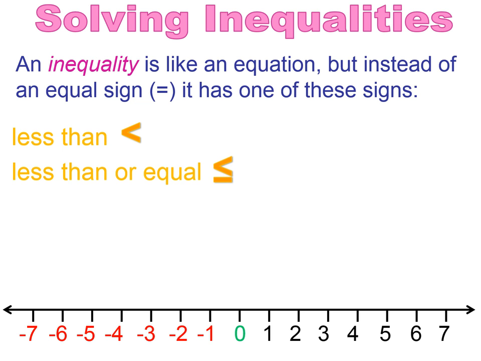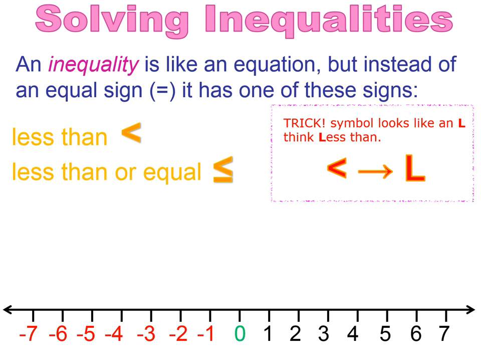The other symbol is the less than or equal to symbol. Now that means that it also includes the number that it's less than. So it includes the number and every number below that. But when you just have the less than, it doesn't include the number. It just means it's every number below.